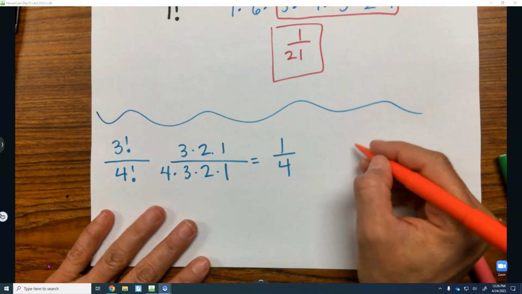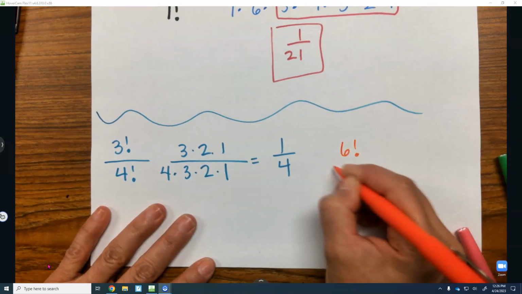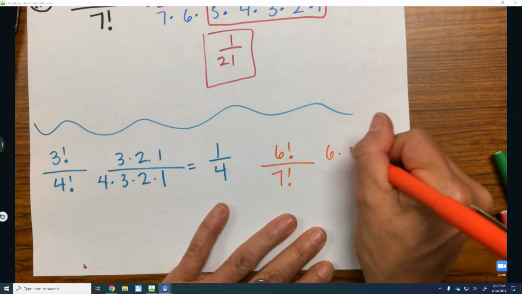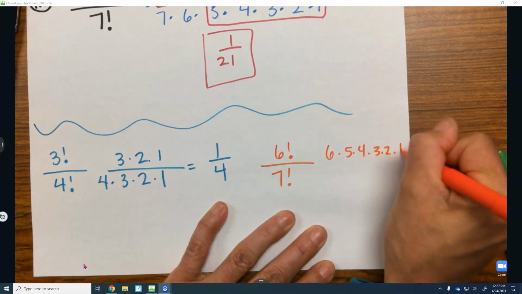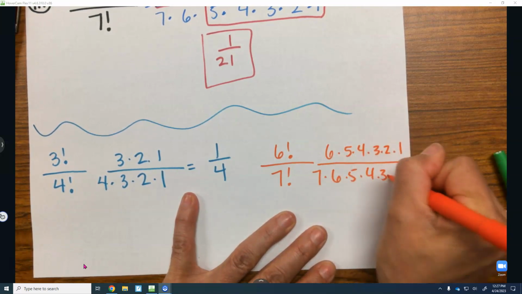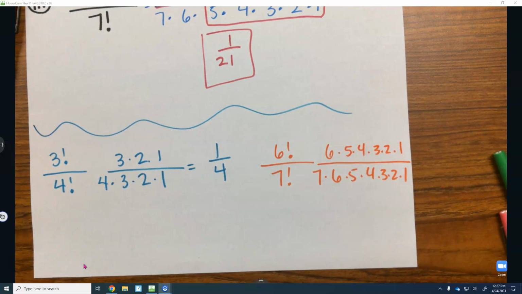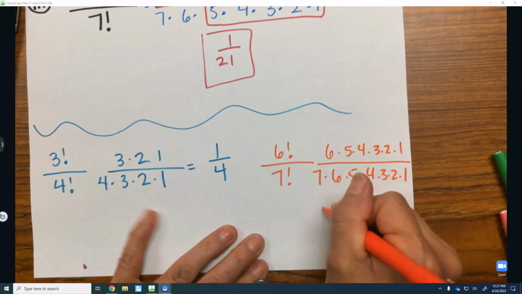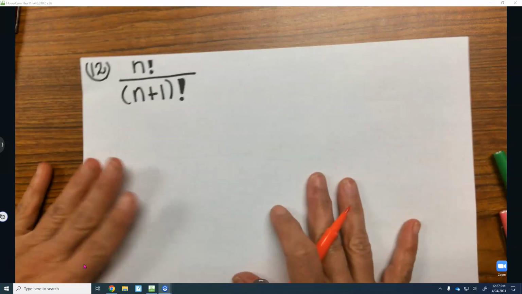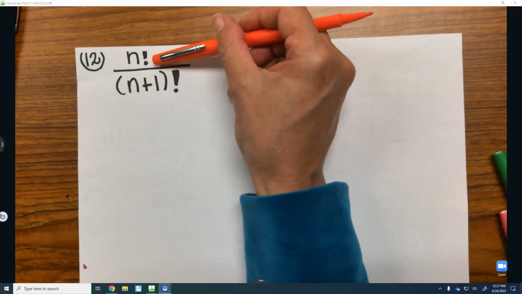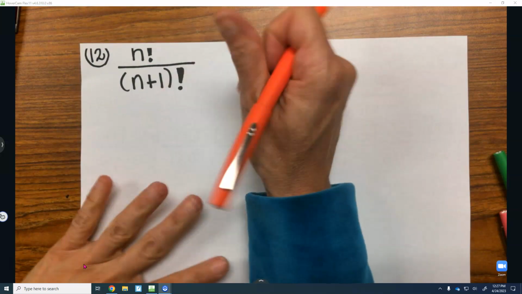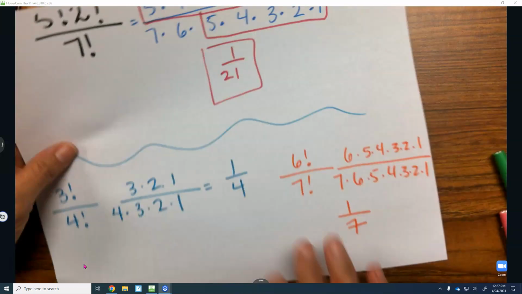Let's do it again. What if I had 6 factorial on top, but 7 factorial on the bottom? Remember, this is 6, 5, 4, 3, 2, 1. This is 7, 6, 5, 4, 3, 2, 1. What's that turn into? 1/7. Very good. So, on problem 12, you have some integer on the top, and then you have 1 greater at the bottom. So remember what is happening. Hold on, let me go back.